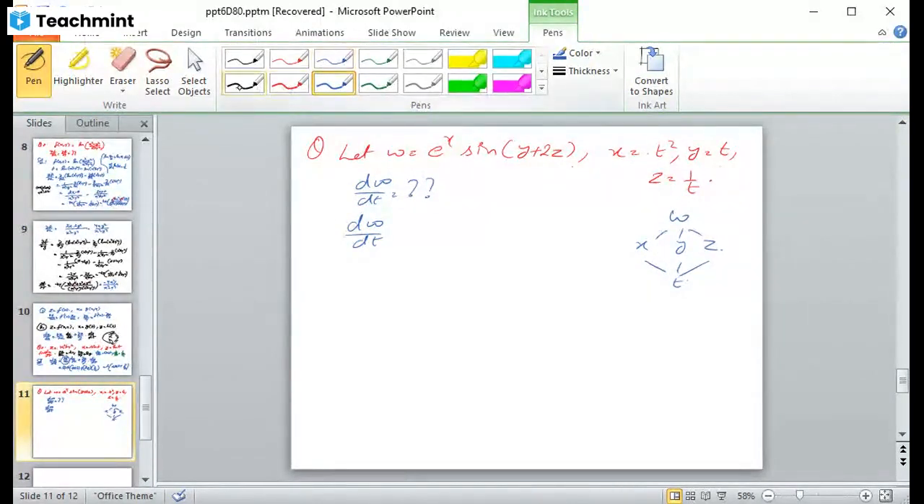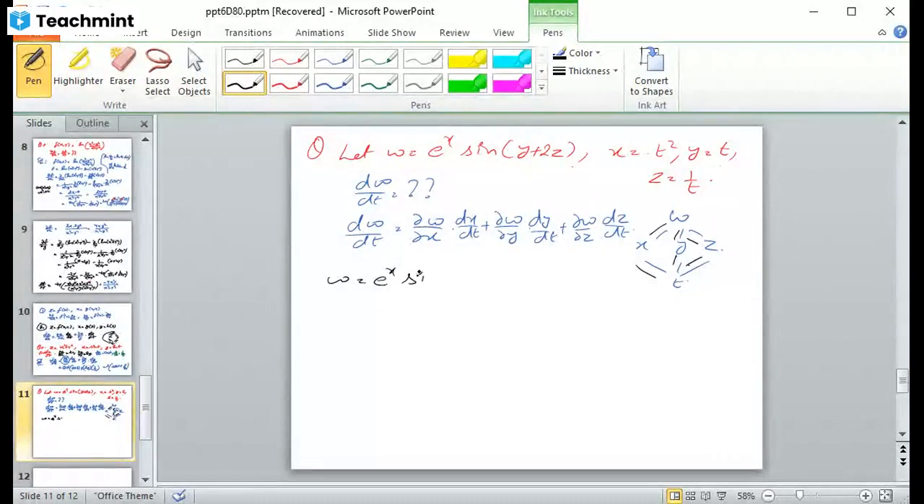So what is the derivative of W with respect to x, with respect to t, with respect to y, with respect to t, with respect to z, with respect to t, right? So what is the formula? This is W with respect to x, then x with respect to t, but it is a derivative, dx upon dt, W with respect to y, dy upon dt, W with respect to z, and dz upon dt. Now, what is W here? W is e raised to the power x sine of y plus 2z.